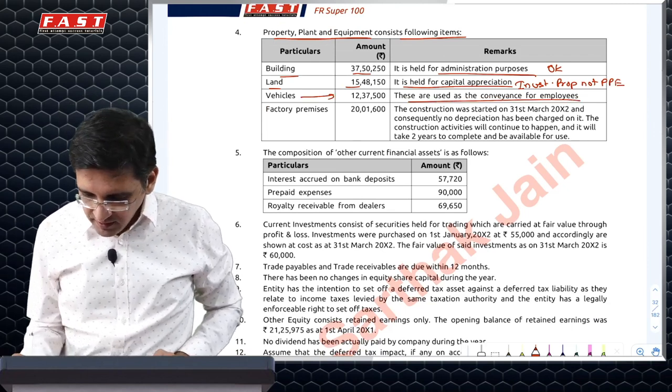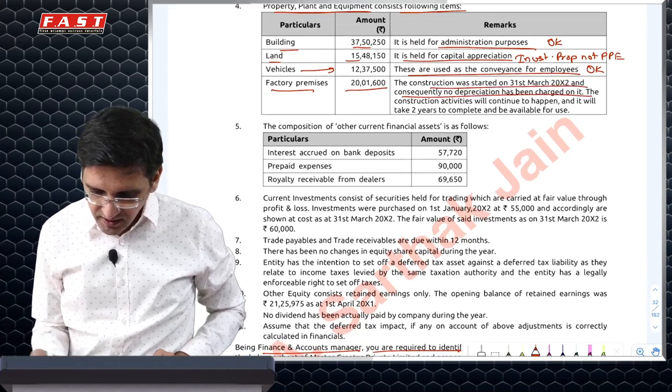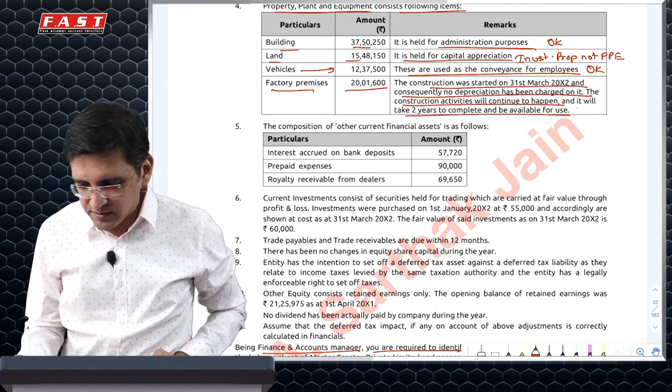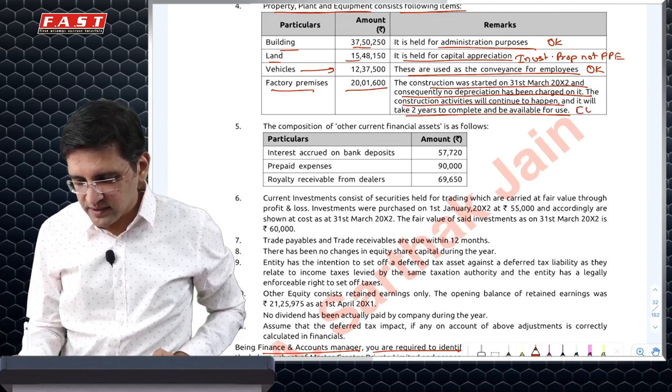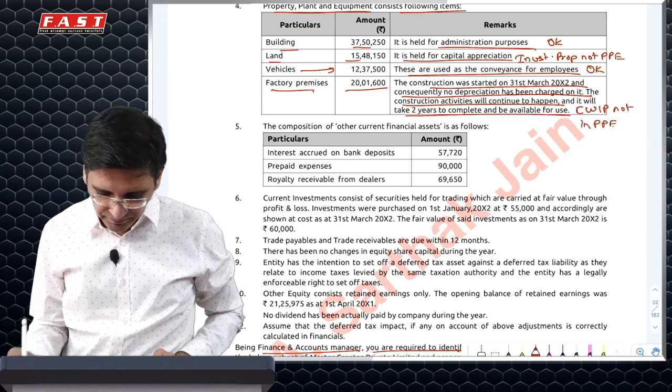Vehicles used for conveyance, it is okay to be treated as PP. Factory premise construction started, no depreciation charge, it is still under construction, so this will be shown as PP under development, as in CWIP, and not in PP, separately shown.